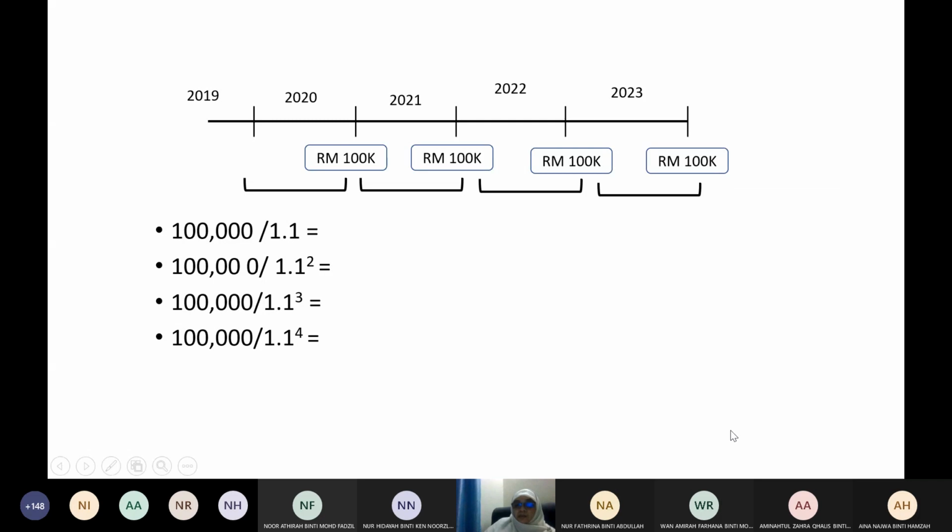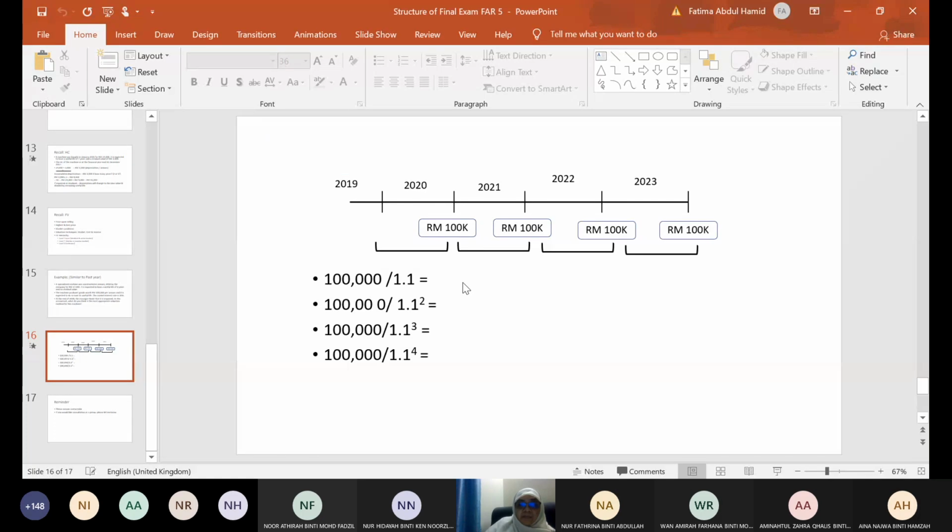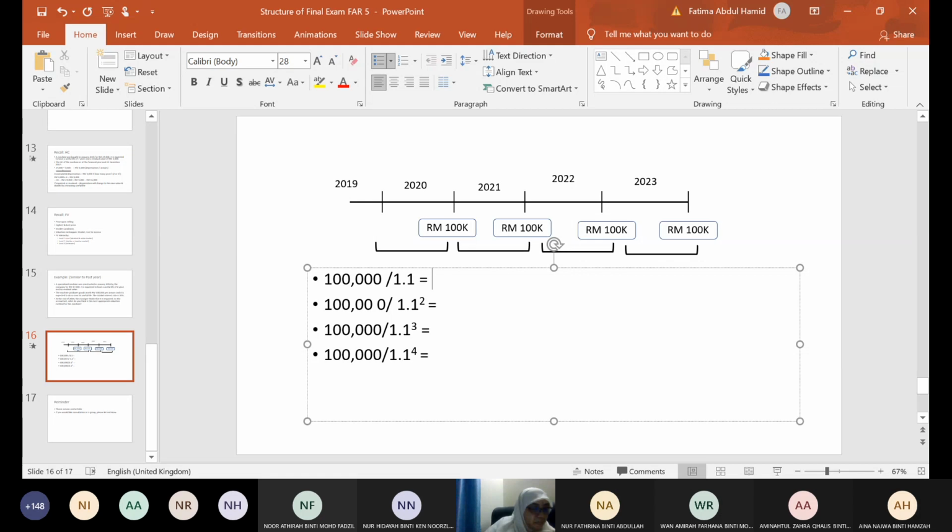Okay, so I have to stop here for a while so that I can add the numbers here, so that you can all see. The first figure, you got 9909. Please round up. Normally, the questions will tell you to round up to the nearest ringgit. All right, so that is 19909.